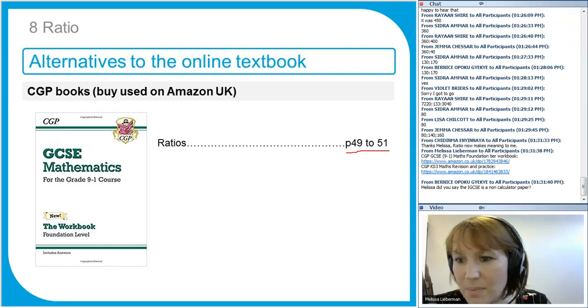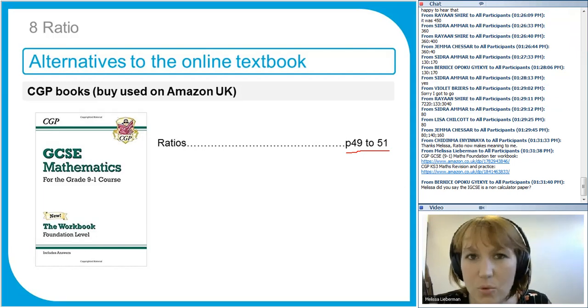I'm glad that ratio is starting to make sense to you. With all of these things, it might seem a little bit strange at first, but as you get more confident, things will start to fit into place.